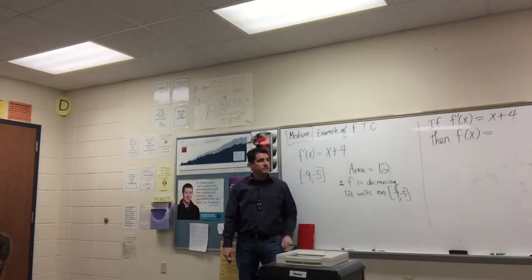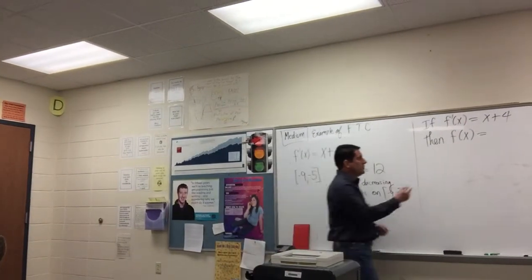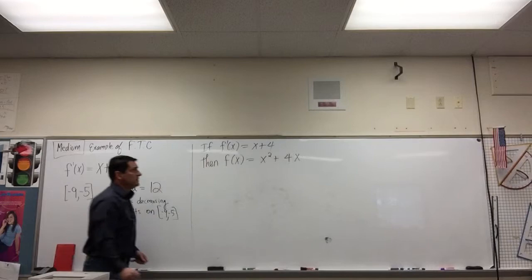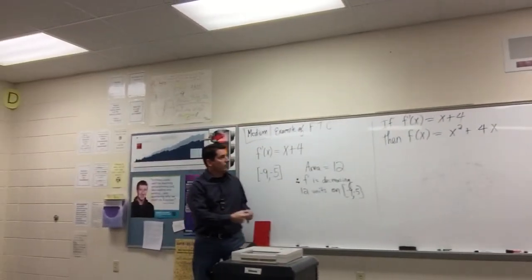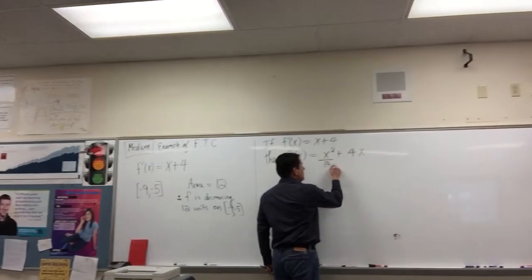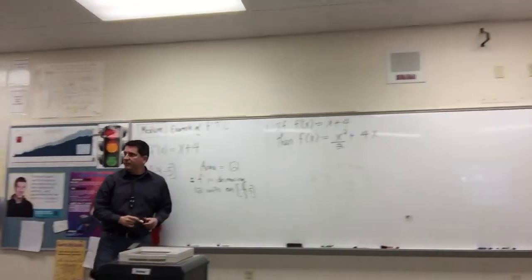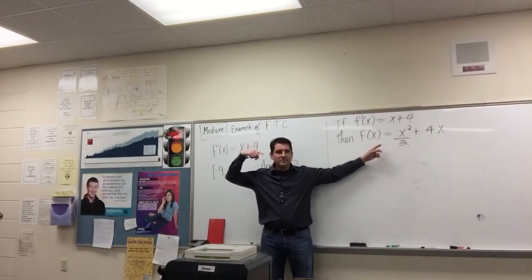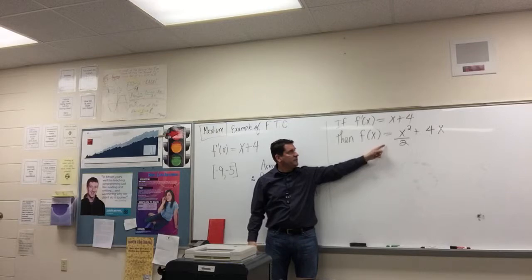This is where you come in. X squared over 2 plus 4x. Okay? Everybody do that math in your head now. You're going backwards now. Okay? So look at this function. Find the derivative of this function in your head. What did you get? 2's cancel, right? So did you get x plus 4? So this is good.